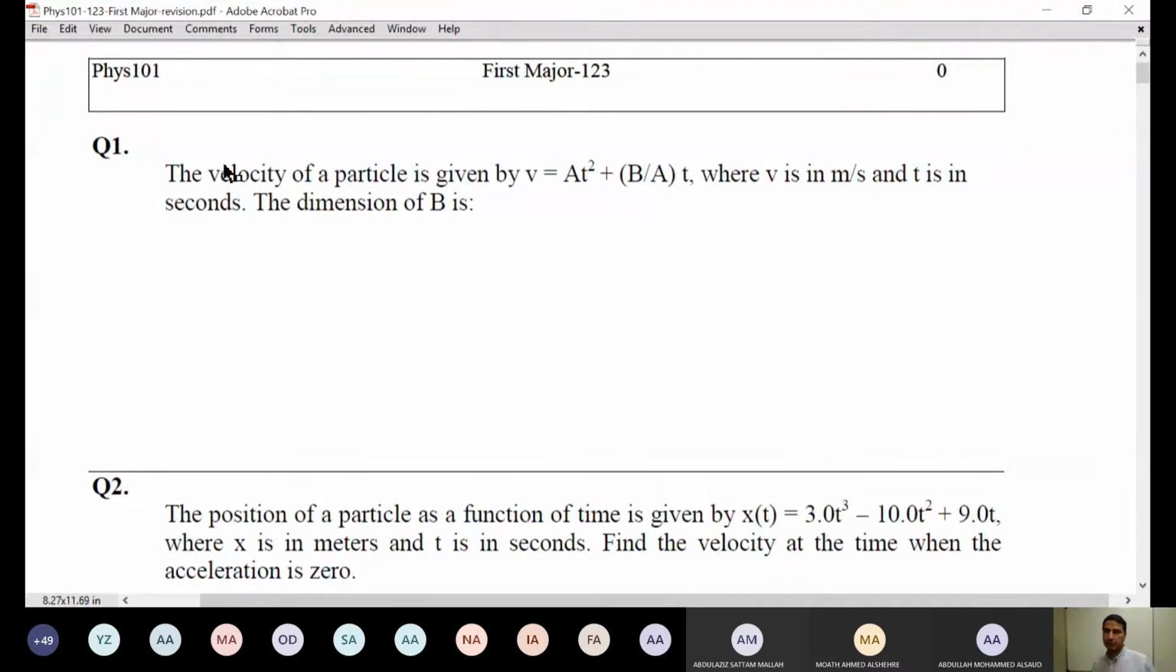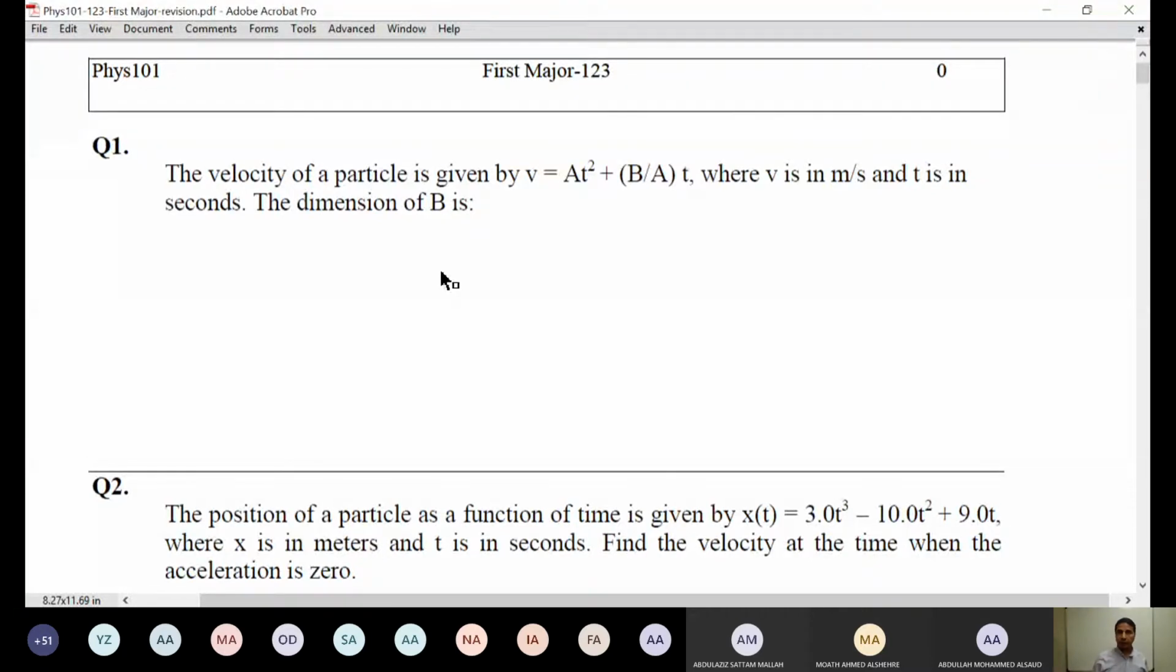So this is the first problem that we want to solve, and hopefully we can cover the materials related to all 4 chapters. The first one is: the velocity of a particle is given by v equals a t square plus b divided by a t, where v is in meters per second, t is in seconds, and we need to determine the dimensions of b.